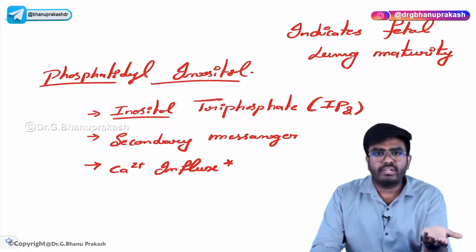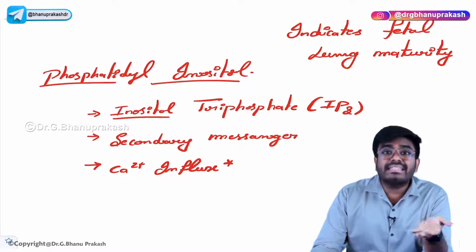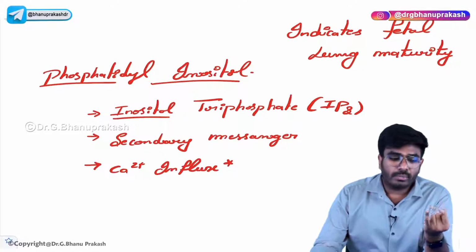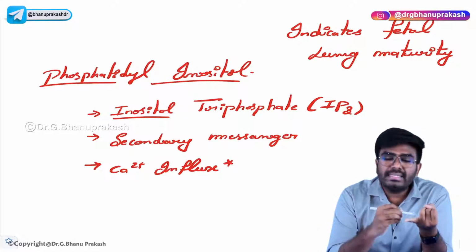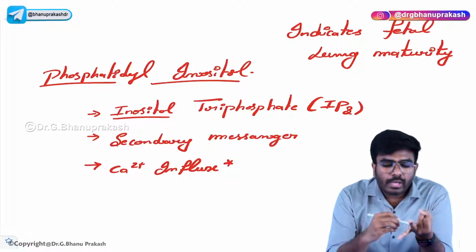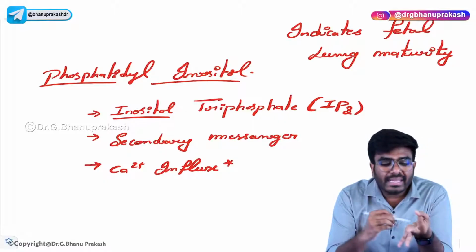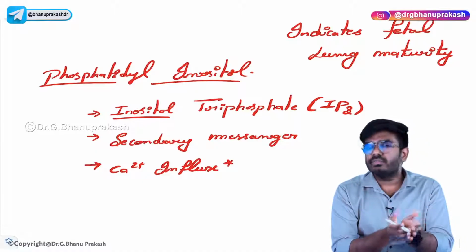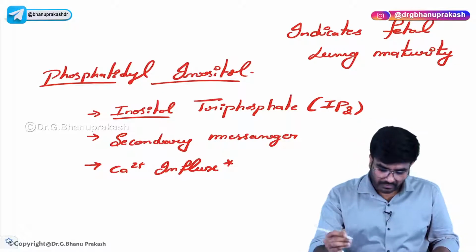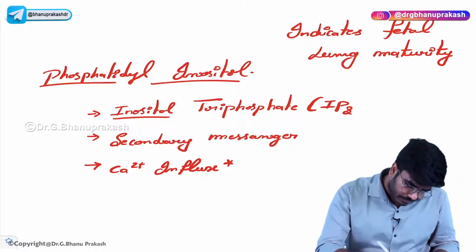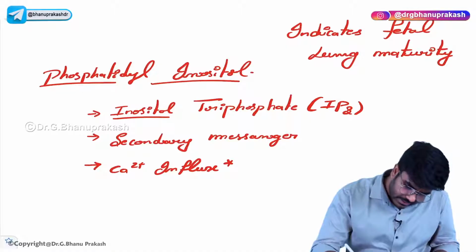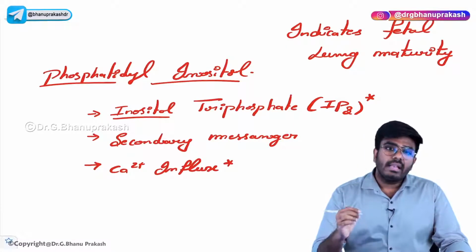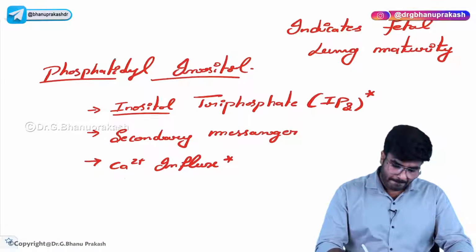You all guys have studied in your class 11th and 12th the secondary messengers like cAMP, IP3, DAG, diacylglycerol. So remember, secondary messengers include cAMP, cyclic AMP, inositol triphosphate, IP3, and diacylglycerol, DAG. Okay, these are all the secondary messengers which we'll discuss in detail in a separate lecture. But for now, just remember IP3, inositol triphosphate, is a secondary messenger that causes calcium influx. Now after this, let's discuss cardiolipin.